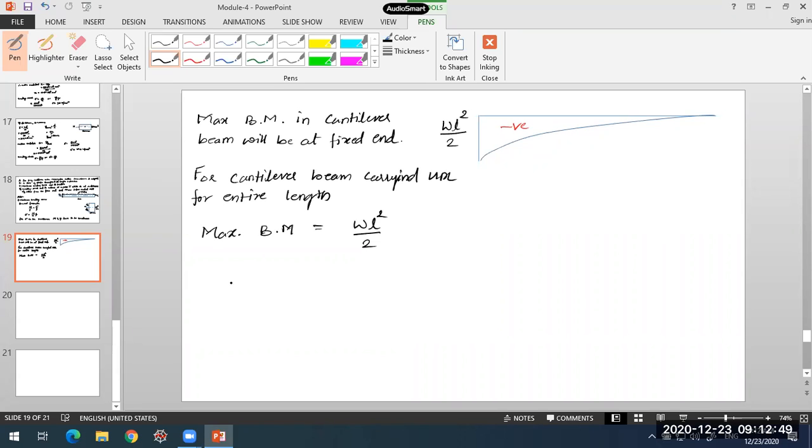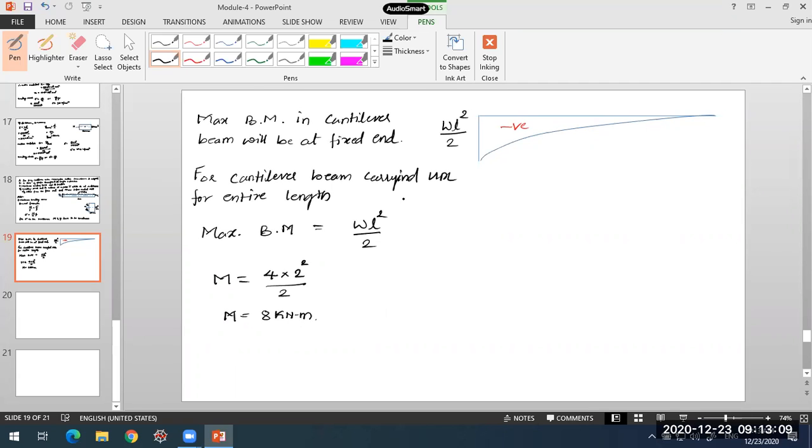This is a hogging bending moment. Now what this comes out to be in our case, the maximum bending moment value M will be, intensity of load is 4, span is 2 meter, so 4 into 2 square divided by 2, or M will be equal to 8 kilonewton meter.